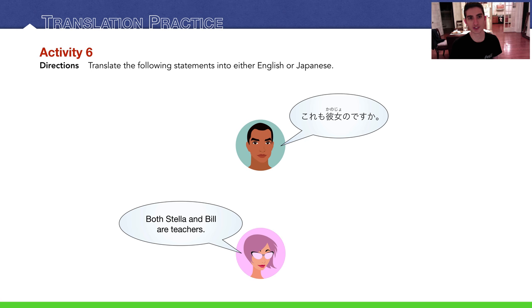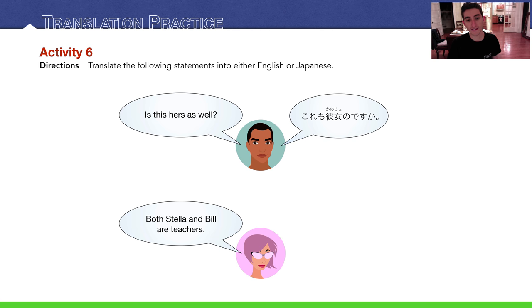Translation practice. Translate the following statements into either English or Japanese. I'm going to show you the answers right now. First guy says, これも彼女のですか? Do you remember 彼女の? Any person's name or demonstrative attached to の, the possessive, makes it possessive. Is this hers as well? これも, is this as well? Is this as well hers? Is basically literally what it translates to.